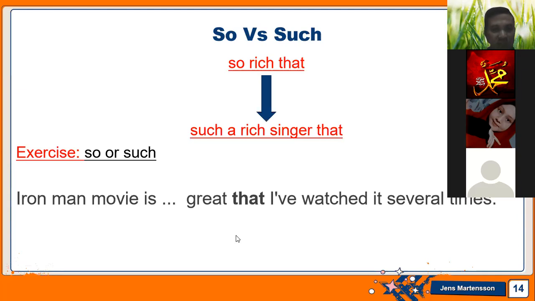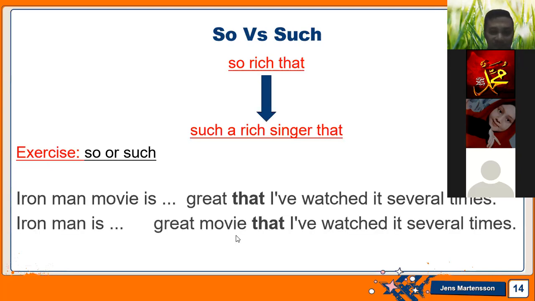Using so or such. So, sir. Can you read completely? Please read completely. Who's speaking? Rahma, sir. Okay. Iron Man movie is so great that I've watched it several times. Okay, very good. Iron Man movie is so great that I have watched it several times. Okay, very good. Next, number 2.